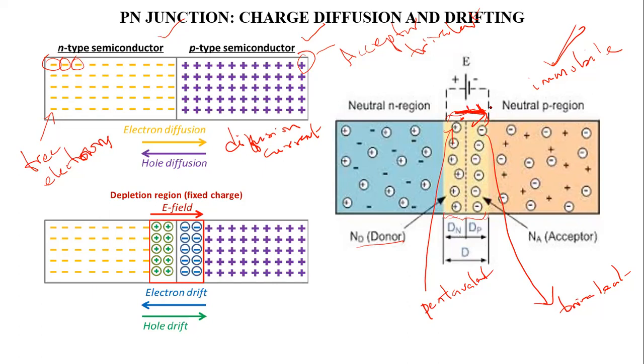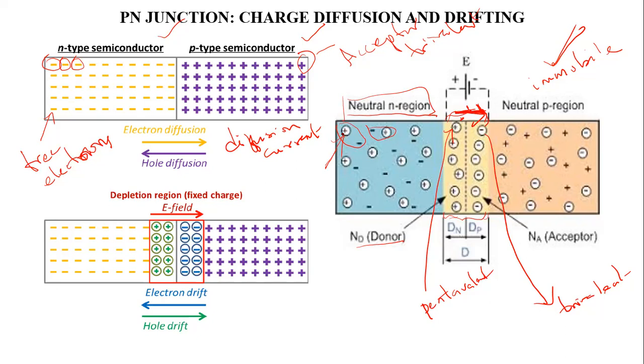And here, the blue region, we call it the neutral n region. Why do we call it the neutral n region? Because in this region, there is an arsenic atom, a pentavalent atom, and its associated free electron. So these arsenic atoms do not lose their free electrons, and electrically they are neutral.